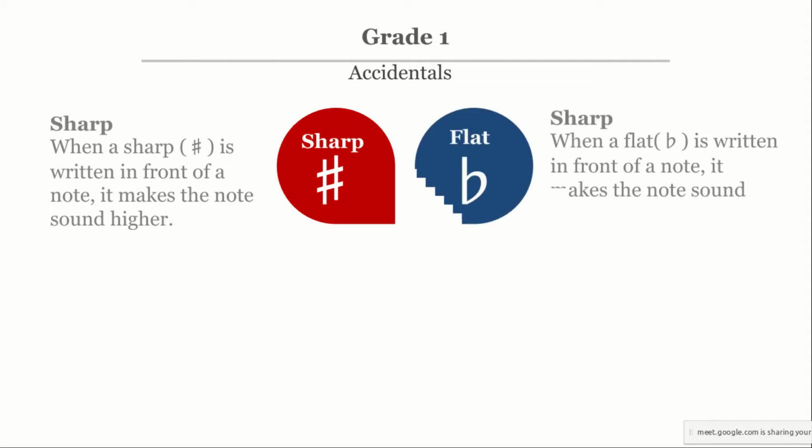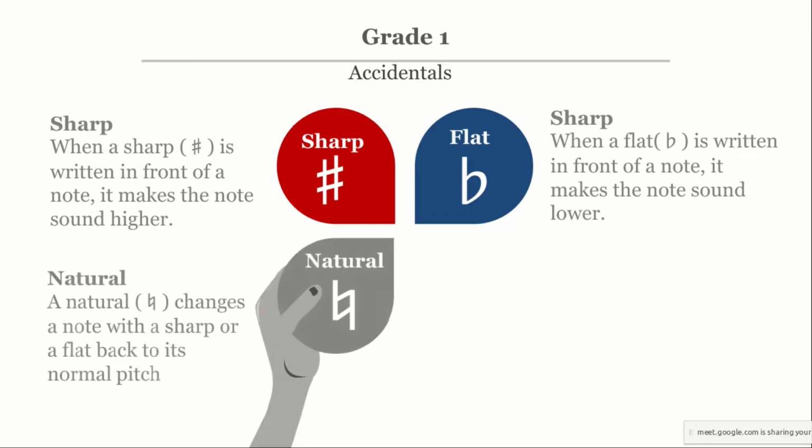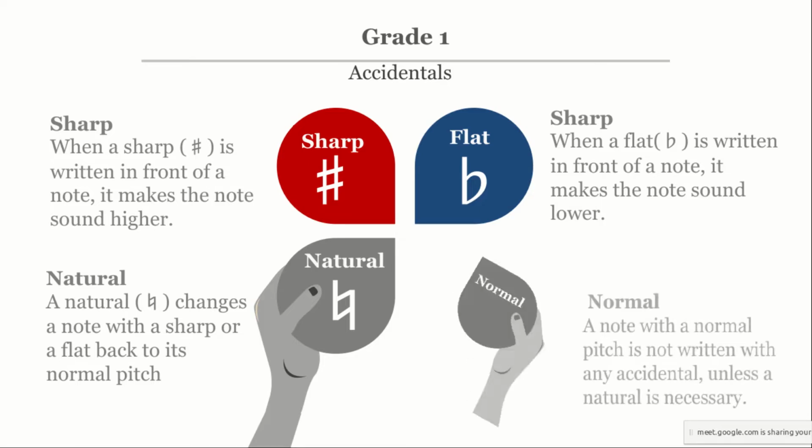Sharpening means raising. And then we have a flat. A flat looks like a B, but a stylish B. And when a flat is written in front of a note, it makes the note sound lower. So a flat is the opposite of a sharp. And then we have what we call a natural. A natural changes a note with a sharp or a flat back to its normal pitch. So if a note had a sharp or is affected by a sharp, a natural returns it to the normal pitch. I'll show you in examples in a moment.